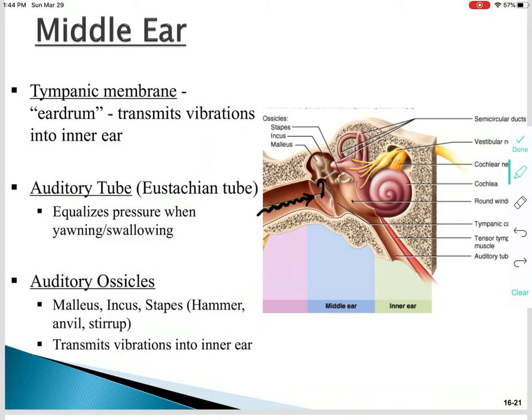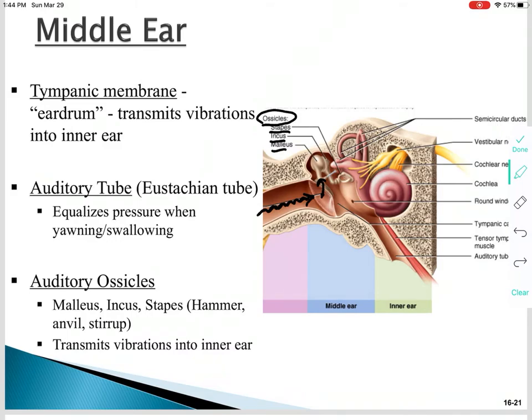And then guess what? Those vibrations are going to be transferred to the ossicles, which are the smallest bones in the body, malleus, incus, and stapes, or hammer, anvil, and stirrup. One leads to another. So the vibrations from the tympanic membrane will first vibrate the malleus or hammer. And then as the malleus or hammer vibrates, it'll vibrate the incus or anvil. And lastly, as the incus or anvil vibrates, it'll vibrate the last ossicle called the stapes or stirrup.